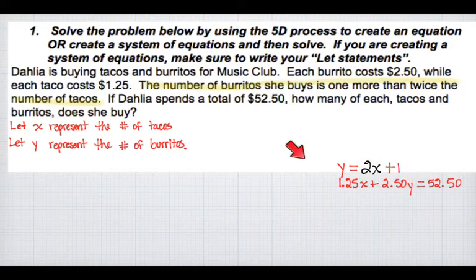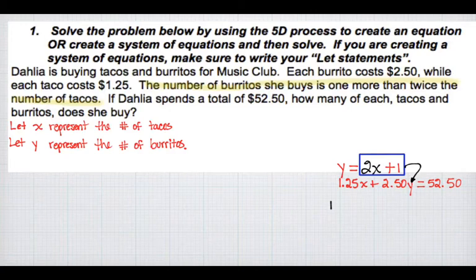Or I can use substitution. In order to use substitution, I need to have the value for x or the value for y. Well, I have the value for y. y is 2x plus 1. So 2x plus 1 is y. That means that wherever I see y on the next equation, like right there, I can put 2x plus 1. Because 2x plus 1 is y. So, I see y right over here. I'm going to plug in 2x plus 1 right there. And it's going to look something like this.